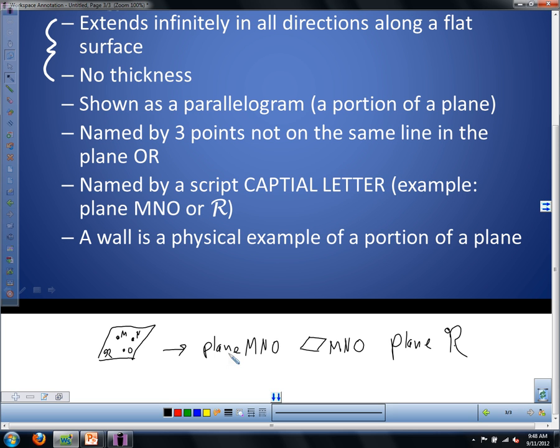And an example, the way we think of a plane, would be a wall or the whiteboard up here. That would be an example of how we think of a plane, a big flat surface.